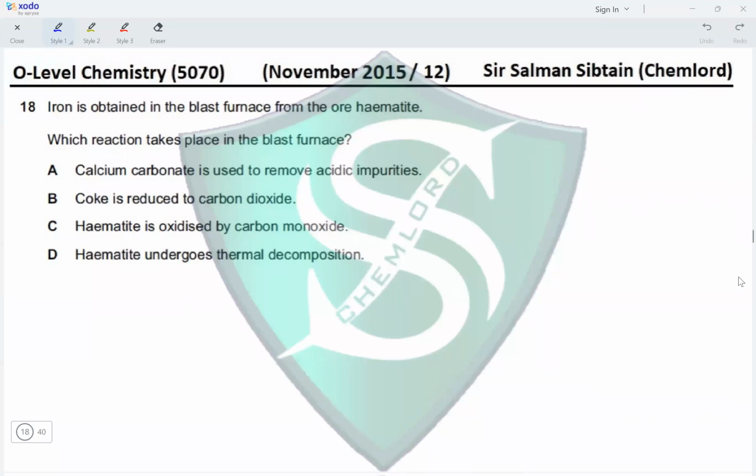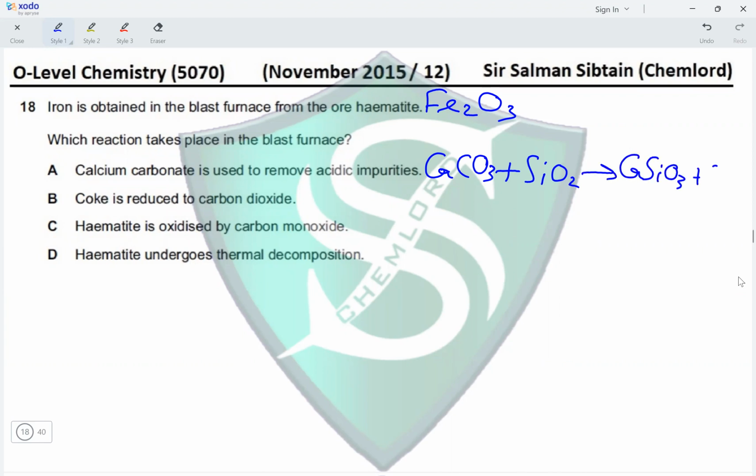Question 18. Iron is obtained in the blast furnace from the ore hematite. Hematite is Fe2O3. Which reaction takes place in the blast furnace? Calcium carbonate is used to remove acidic impurities. Yes. CaCO3 reacts with SiO2, which is the acidic impurity, producing CaSiO3 and releasing CO2 gas. So this is correct.